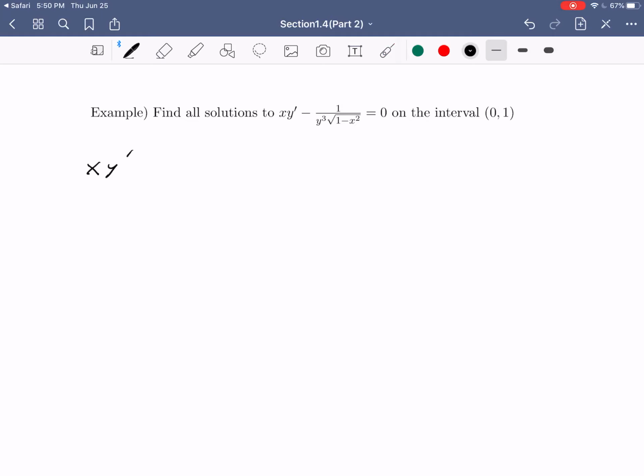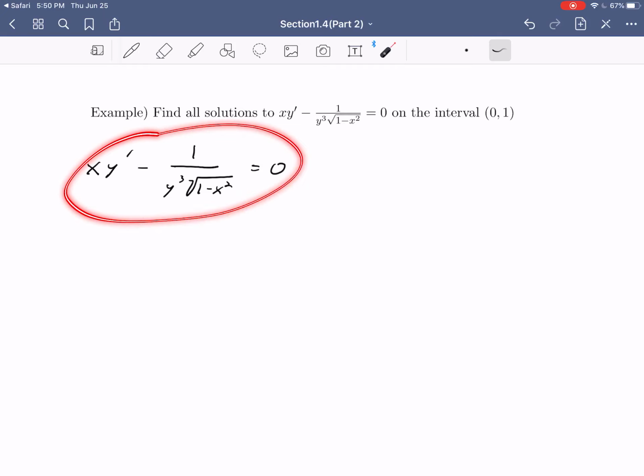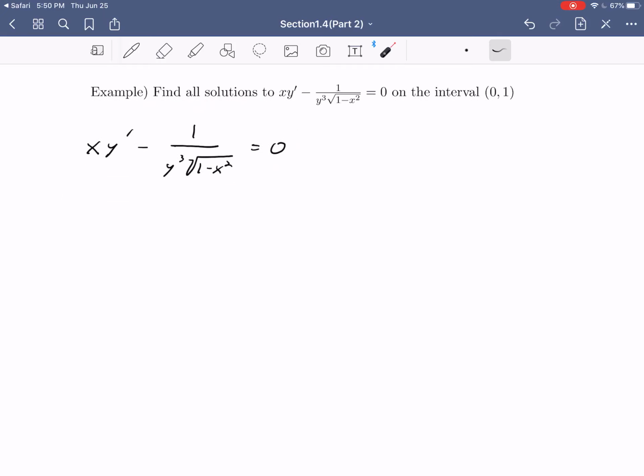We'll just rewrite the differential equation to start off with. So we've got our differential equation there equal to 0. All right, so our goal, of course, is that hopefully we can separate this. So we'd like to get it as a function of x and a function of y separately. Let's first begin by putting this onto the other side. So we get xy' is 1 over y cubed times the square root of 1 minus x squared.